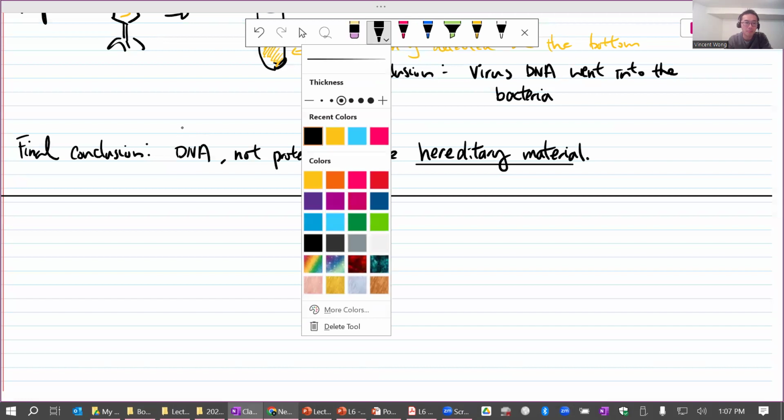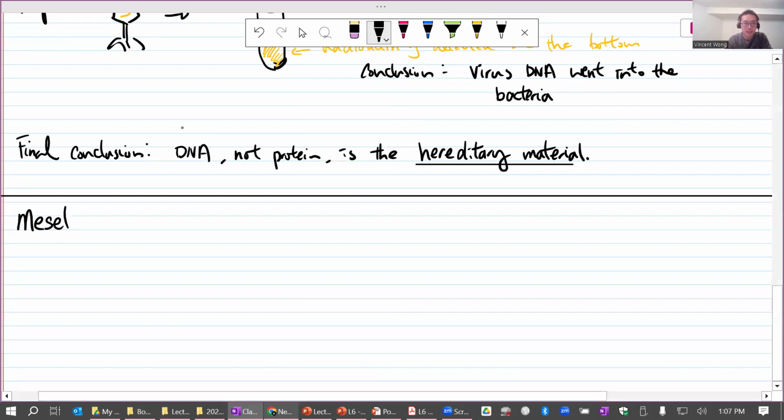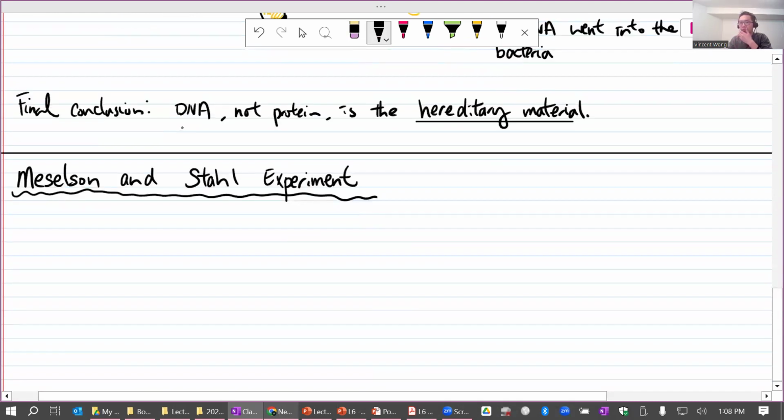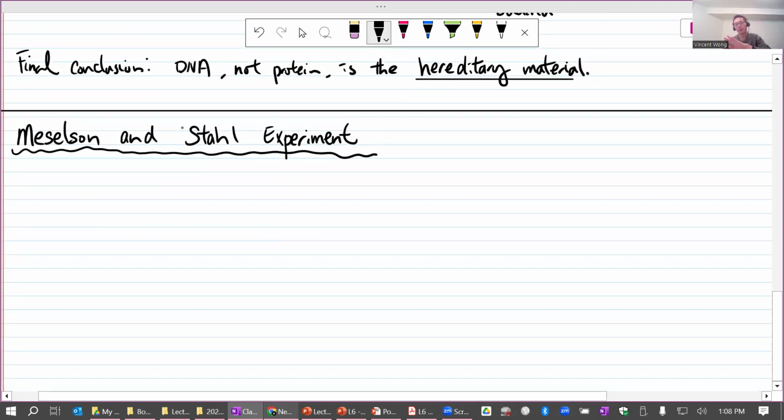Okay, this is called the Michelson and Stahl experiment. All right, so this is how it goes. They worked with E. coli. E. coli is a bacteria, okay? It grows very fast and they divide very rapidly. And so every time it divides, it has to copy all the genetic material, right? So this is what they did.